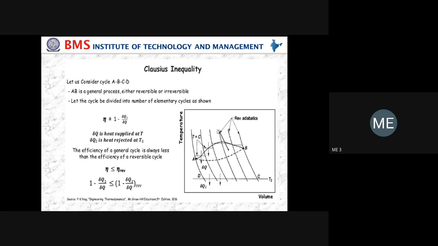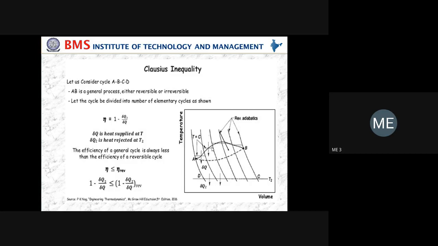First and foremost thing is your diagram, so better practice this diagram once again. First the bottom line, then draw one curve AB, then a number of adiabatic curves, and after that you have to cut at the top.